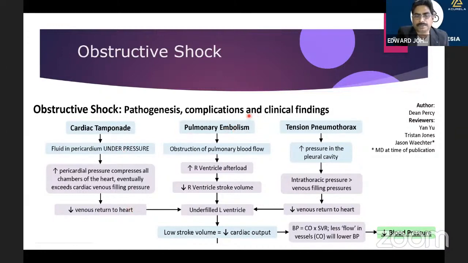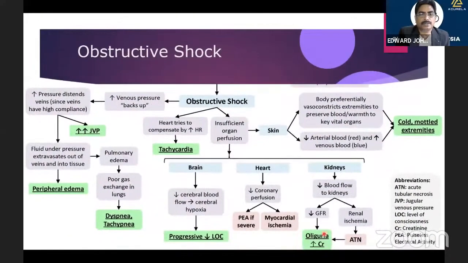In pulmonary embolism, the obstruction is between the right ventricle and left ventricle. So for the right ventricle, the afterload will be increased. For the left ventricle, the preload will be decreased. So what happens? There will be a reduced cardiac output from the left ventricle and the right ventricle. In tension pneumothorax, the thoracic pressure is increased. So that means venous return decreased, so cardiac output decreased, and blood pressure is decreased. So all lead to end organ damage like loss of consciousness, pulseless electrical activity, and renal failure.